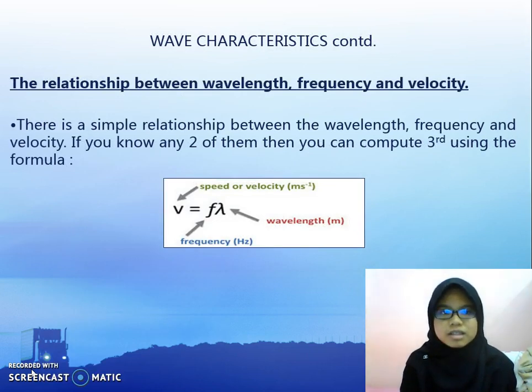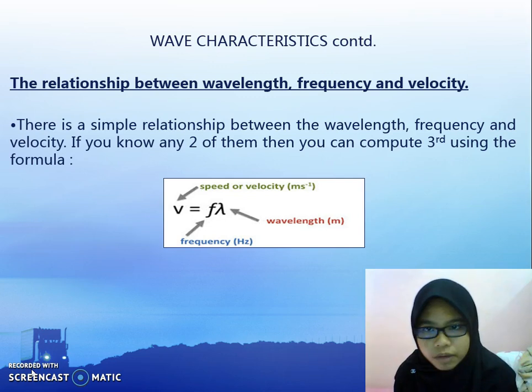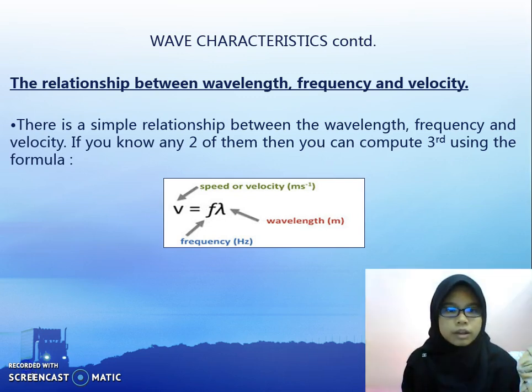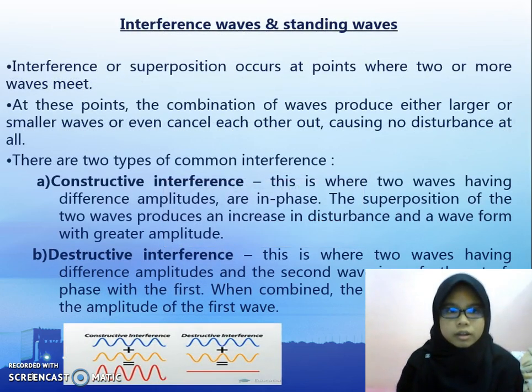The relationship between wavelength, frequency, and velocity. There is a simple relationship between the wavelength, frequency, and velocity. If you know any two of them, you can compute the third using the formula V = f λ. V is the velocity, f is the frequency, and λ is the wavelength.